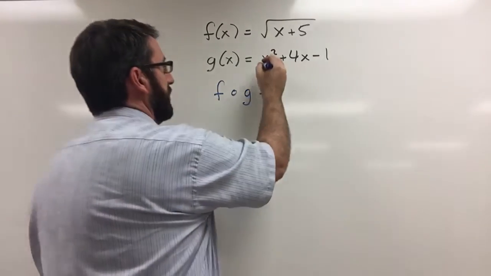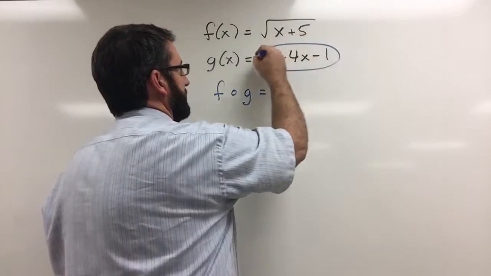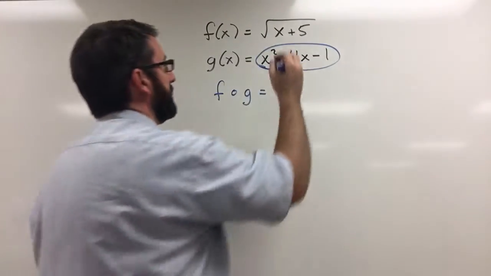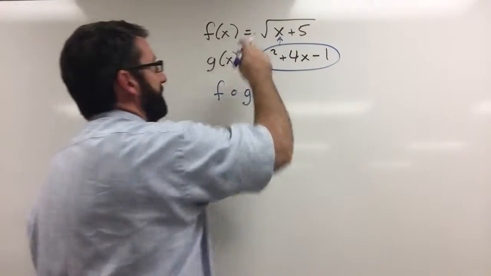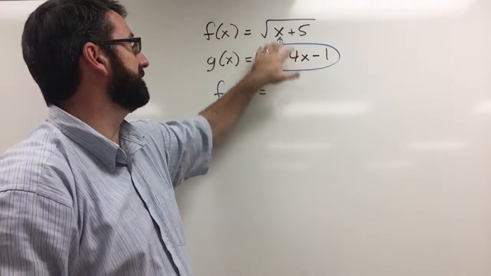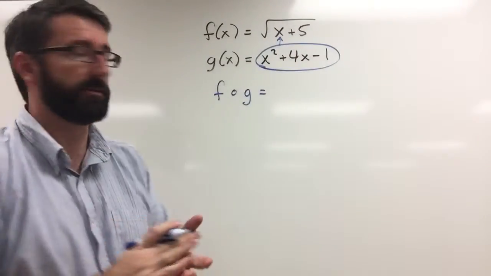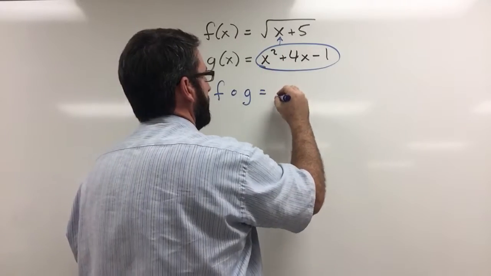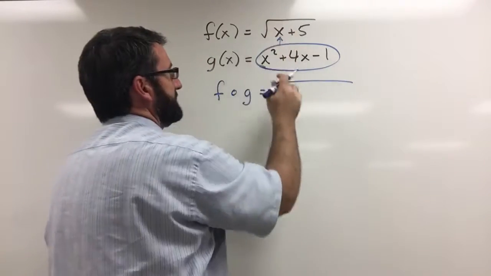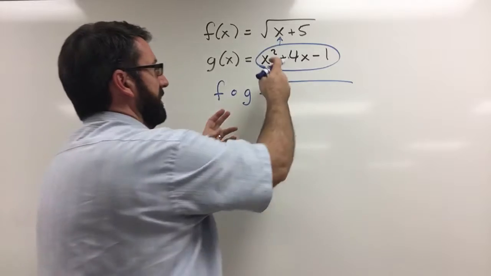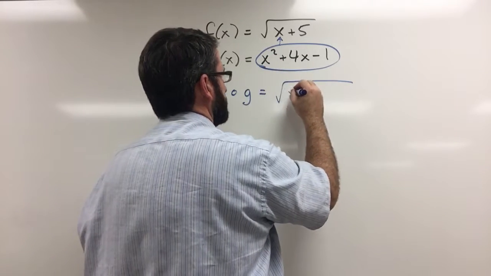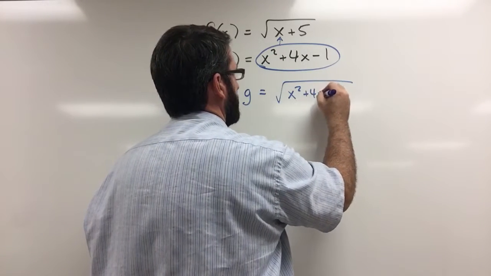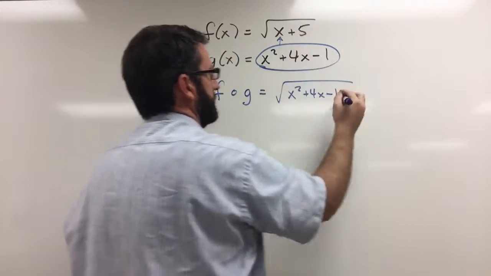we're gonna take g of x and we're gonna plug it in to f of x. We're gonna plug that in for our x value in f of x. So we're just gonna write out f of x, but we're gonna replace that x with g of x. So this is x squared plus 4x minus 1, and then the plus 5.